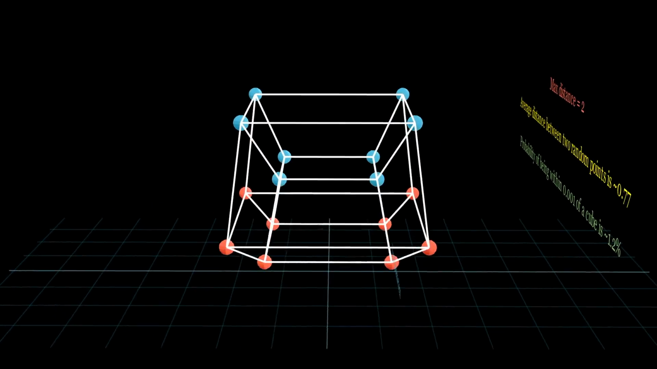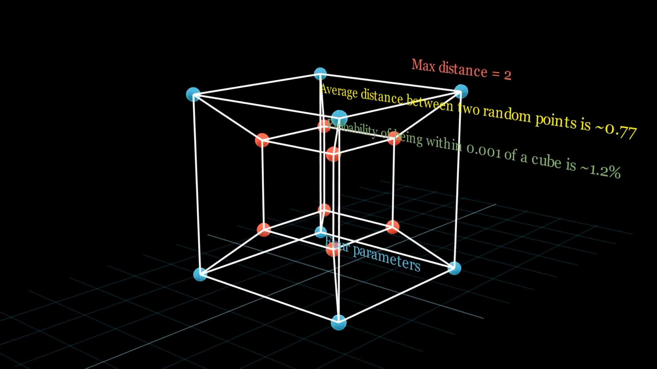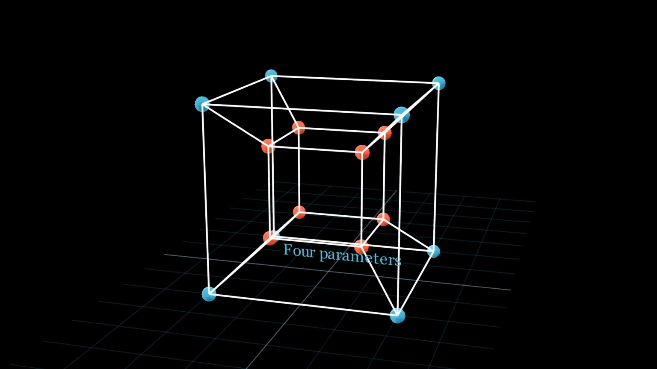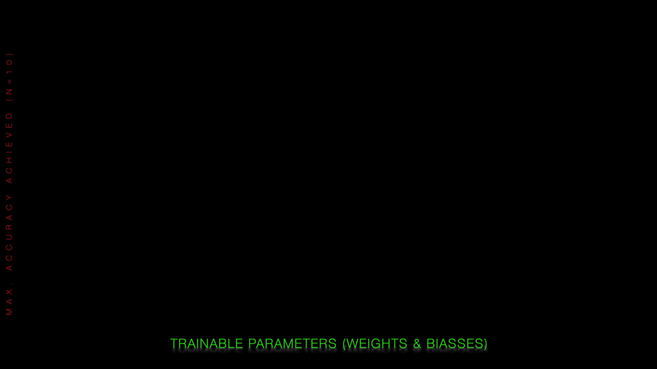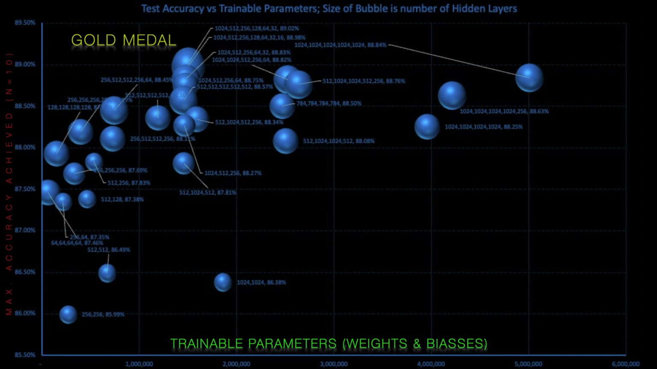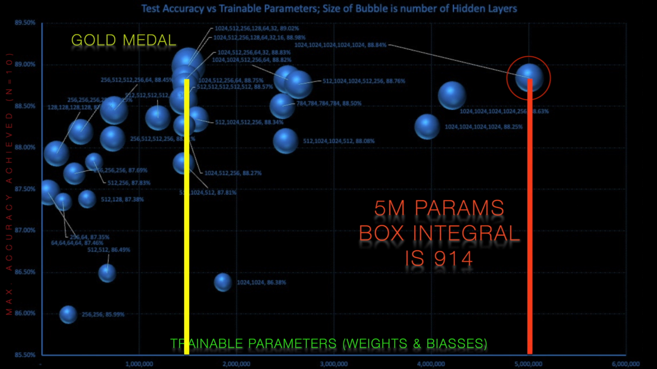The reality is there is a lot of space in high dimensions, and most of it is close to a boundary. To bring this back to a practical example, our gold medal winning neural network inhabits a dimension where the average distance between 2 random points in a unit hypercube is 500. For the largest network we trained, this number is 914.